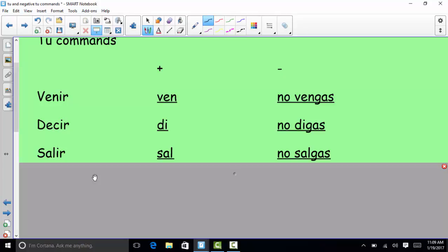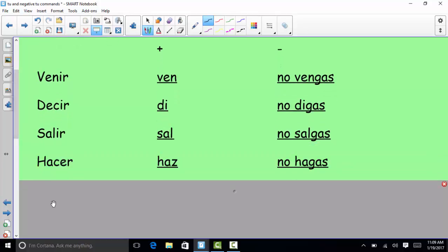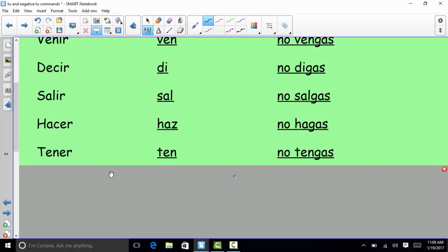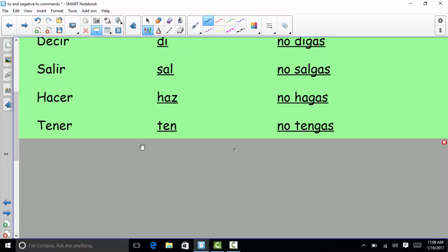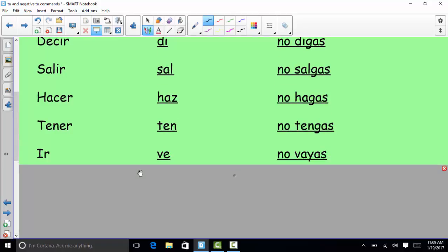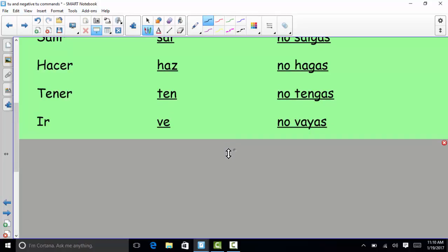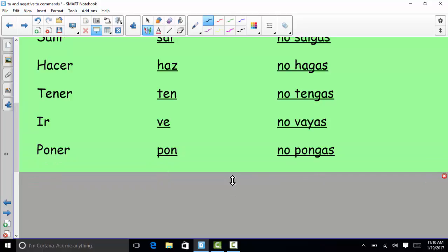All right, decir's affirmative command is di, and the negative command is no digas. Salir's positive command is sal, and the negative command is no salgas. And remember, these are just the tú form. Hacer's affirmative command is haz with a z, and the negative command is no hagas. Tener's positive command is ten, and the negative would be no tengas. Ir's positive command is ve, and the negative would be no vayas. Poner's positive command is pon, and then the negative is no pongas.